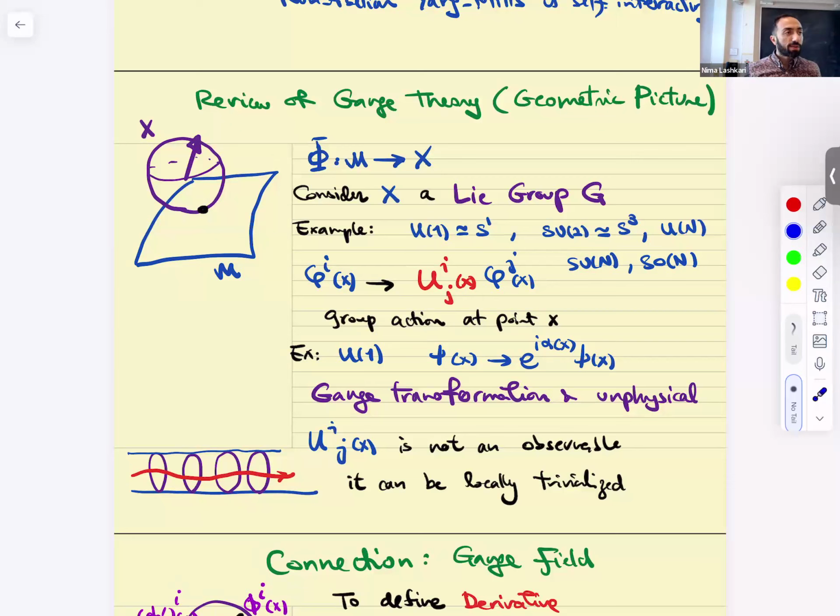A gauge transformation is not a symmetry. It was an action that you could apply at every point separately in space-time, right? That's why there's an X here. An example of this was U1, which we saw, if you don't know anything about QED, right? That's how actually we started.